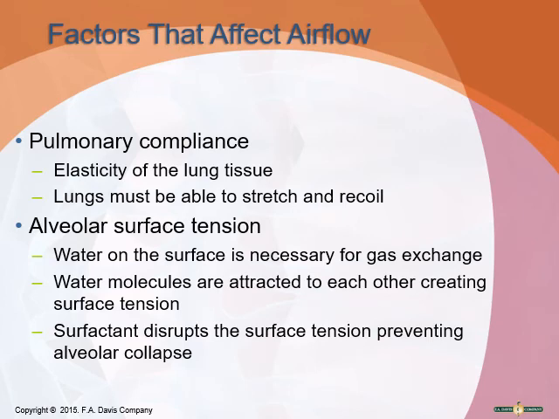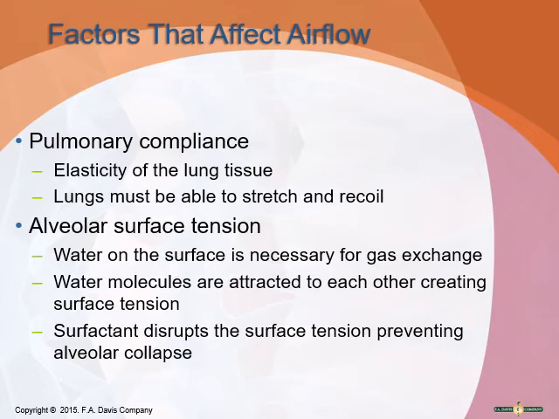There are many factors that can affect the ease of airflow into and out of our lungs, but we're just going to talk about two of them here. First, pulmonary compliance. This refers to the elasticity of the lung tissue. Ventilation cannot occur unless the lungs and the thoracic cage can stretch and recoil. Diseases that cause scarring, such as tuberculosis or black lung disease, make the lungs stiff, causing them to have difficulty expanding and therefore impairing ventilation.